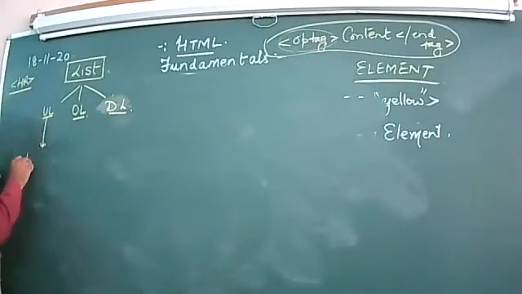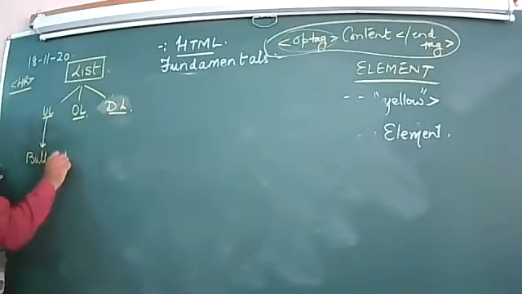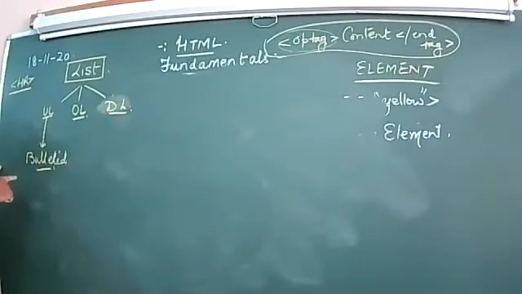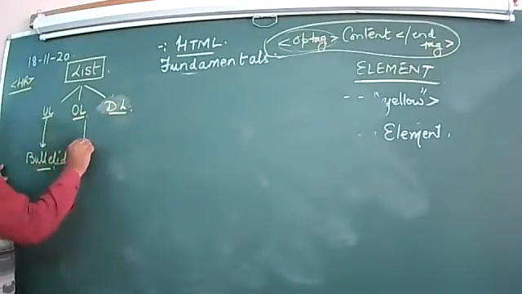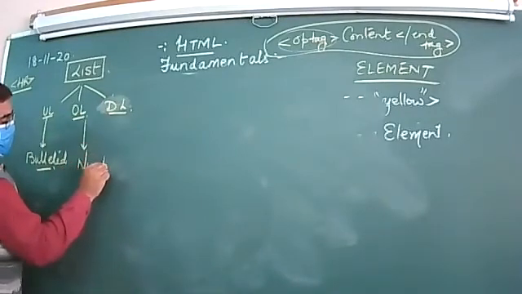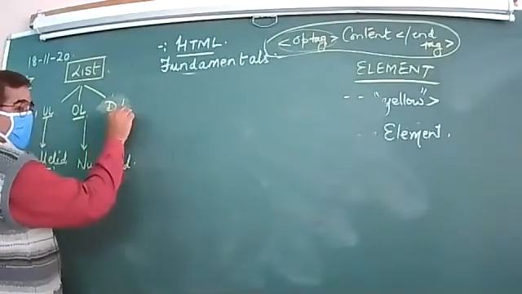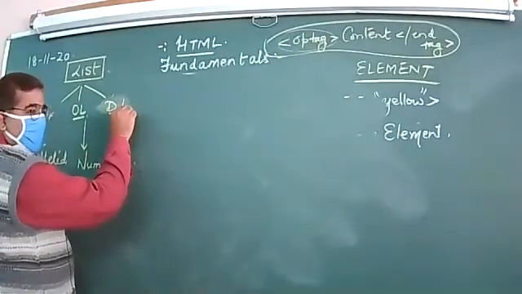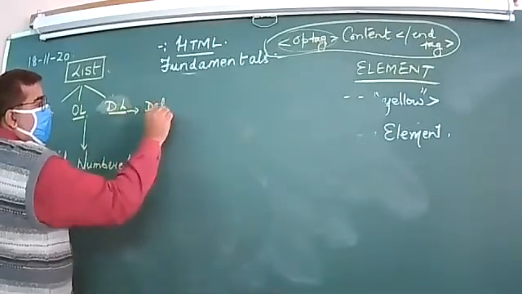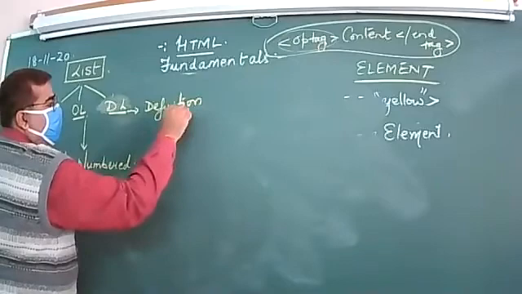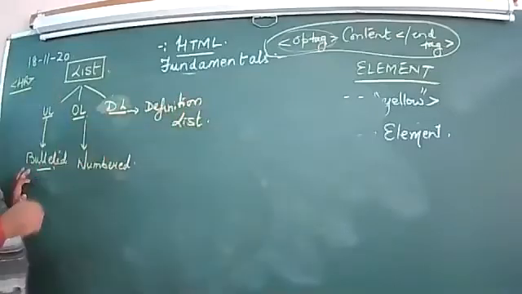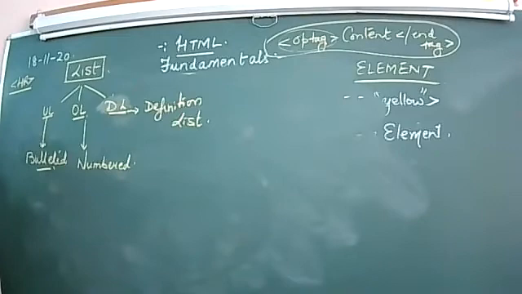The 3 lists available in HTML are: unordered list, which is also known as bulleted list. Another name for unordered list is bulleted list. Ordered list is known as numbered list. Clear? And definition list, no specific name has been given to it. So it is known by its own name only, that is called definition list. Clear? Now let us discuss in detail unordered list.